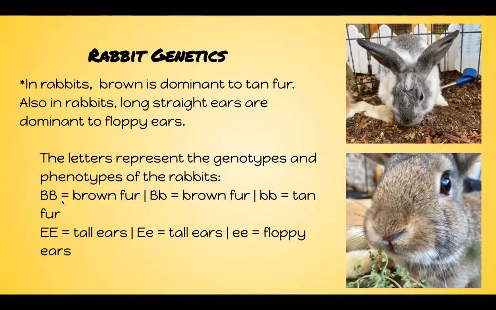So capital BB is going to be brown fur. Then uppercase B, lowercase b is going to be brown fur as well, because remember the capital B, that's brown fur, is dominant. Then two lowercase b's is going to be tan fur. Then double capital E's is going to be tall ears, which is dominant. So capital E and a little e is going to be also tall ears. And then two lowercase e's are going to be the floppy ears, and those are called lopped.